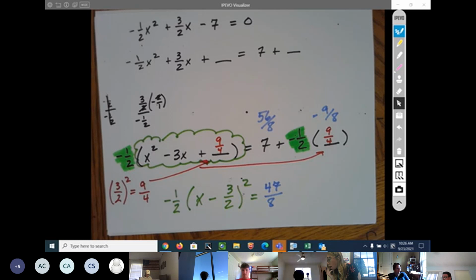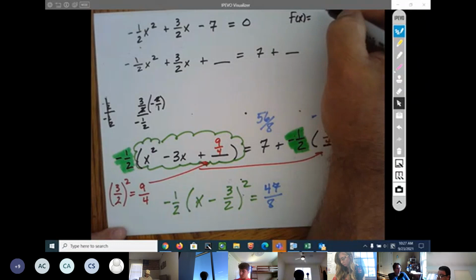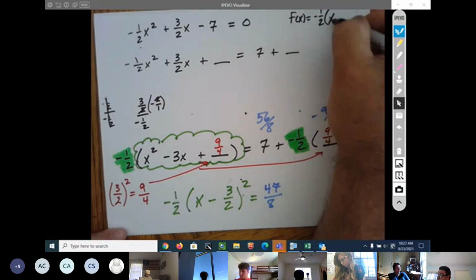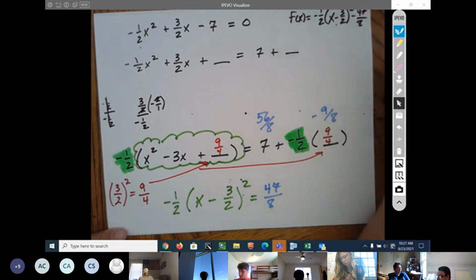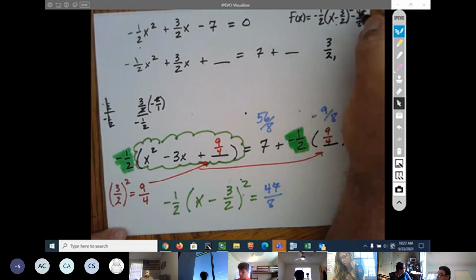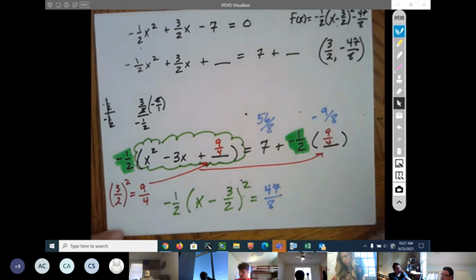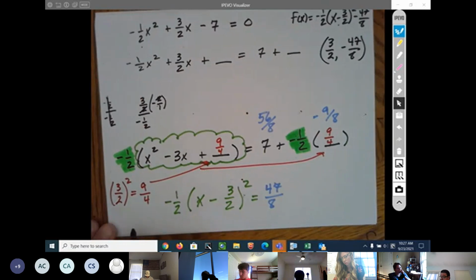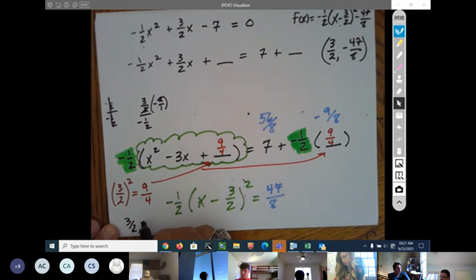I'm going to write it in this form just one more time. After this one, I'm not going to do it no more. f of x is equal to negative 1/2 x minus 3/2 quantity squared minus 47/8. And the vertex is the opposite of this. That's your horizontal shift. And bring this down, negative 47/8. There's your vertex. You've got a parabola that's opening downward, and it's going to be very wide because it's 1/2. So your vertex is the opposite and opposite: 3/2, negative 47/8.